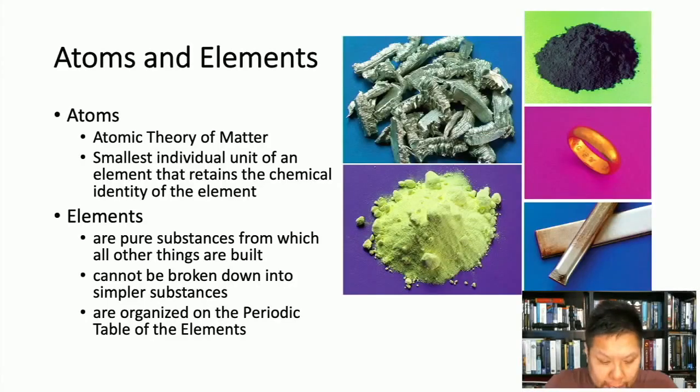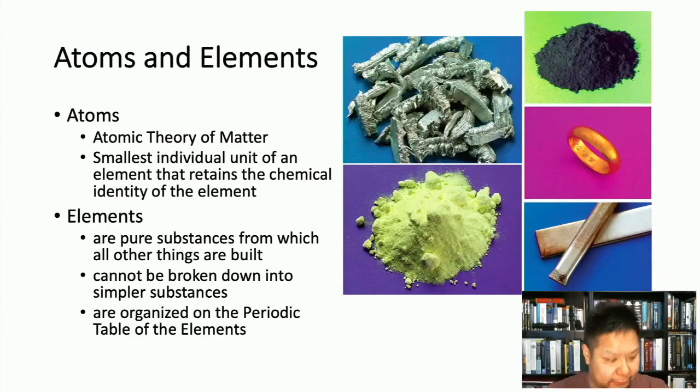So in this lecture, we're going to be talking about atoms and elements. Just some very formal definitions that you do need to know for your exam, right? Atoms come from the atomic theory of matter, and the thing that you really need to know about them is that they are the smallest individual unit of an element that retains the chemical properties or identity of that element. So that's a really important definition. Make sure you know that definition.